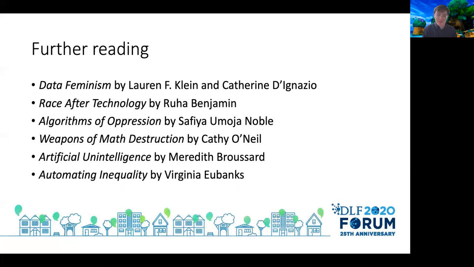There's also Race After Technology by Ruha Benjamin, Algorithms of Oppression by Safiya Noble, Weapons of Math Destruction by Cathy O'Neil, Artificial Unintelligence by Meredith Broussard, and Automating Inequality by Virginia Eubanks. So if you're interested in learning more, these are some good places to start. I think that they're all fairly user-friendly, beginner-friendly, and they have a lot of really important things to say, things that have helped me to learn a lot more about all this.